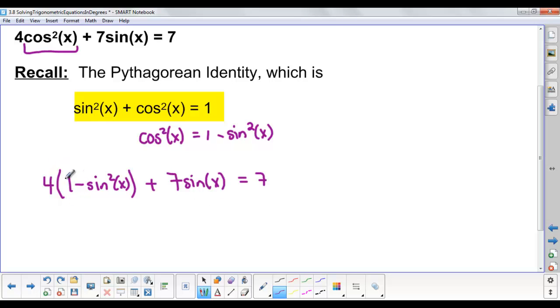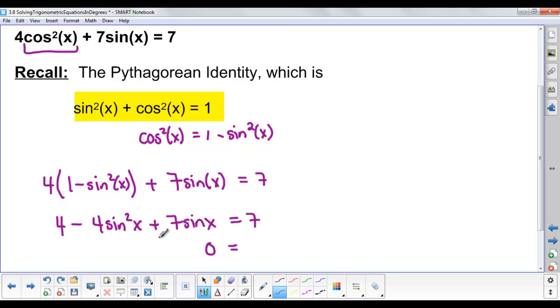But before we can move on, we need to distribute and get rid of these brackets. So I'll multiply the 4 in. 4 minus 4 sine squared plus 7 sine equals 7. Now that we're all cleaned up here, the next thing we want to do, because we're working with a quadratic, is move everything to one side so that the other side equals 0. I'm going to choose to move everything to the right side so that my leading coefficient, the one on the squared term, is positive.